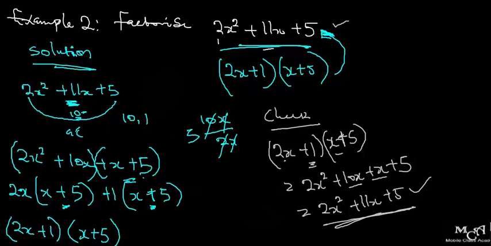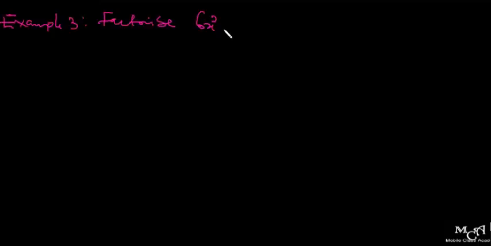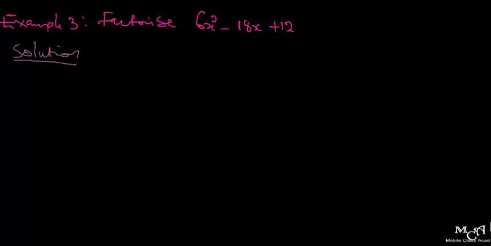We got it right. Now let's look at example 3. Example 3 states that: factorize 6x squared minus 18x plus 12. The question says factorize 6x squared minus 18x plus 12. So what do we do? Solution. We cannot factorize straight away, so we have to do our AC. So let's write out the question first. 6x squared minus 18x plus 12.